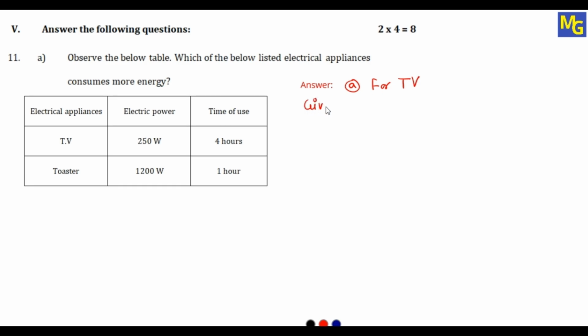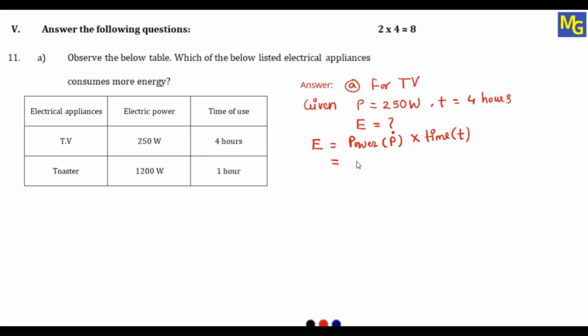What is given? We have power, and the power for TV is 250 watt. Then we have time, T equals 4 hours, and we have to find energy, E equals question mark. What is the formula we can use? E equals power, that is P, into time, that is T.